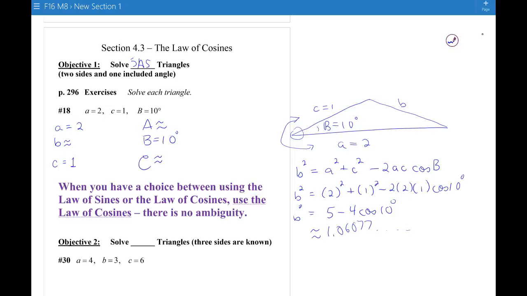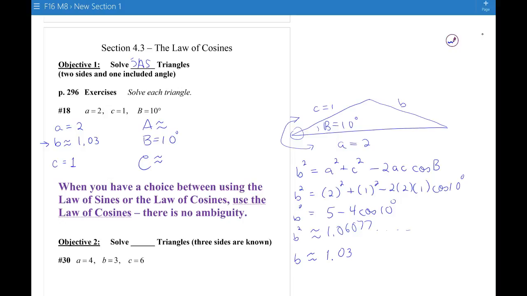1.06077 and a bunch more decimal places. But I want you to keep all of that in your calculator and find the square root so that you have B is going to be approximately 1.03. So we know B is approximately 1.03. But I want you to keep that number in your calculator so that you can recall it when you need it.